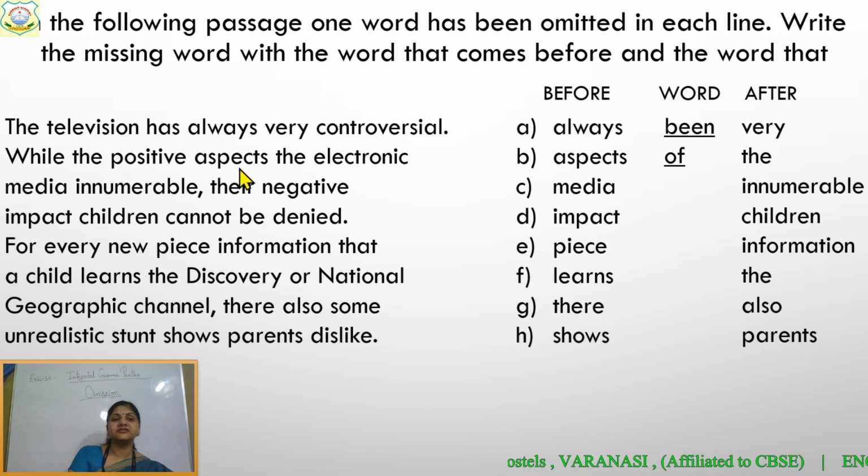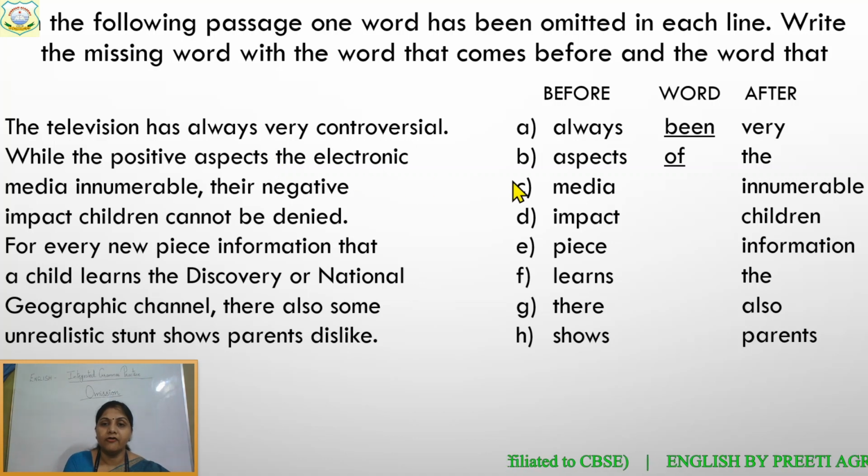Yes. While the positive aspects of the missing word we have got, that is "of". And in your answer sheet, you will write your answer in this way. We are writing three words together: "aspects of the". Because "of" is missing here, no? "Of" is missing here. So what do we do? We write just one word before the missing word and one word after the missing word. So I have written "of" is your missing word.